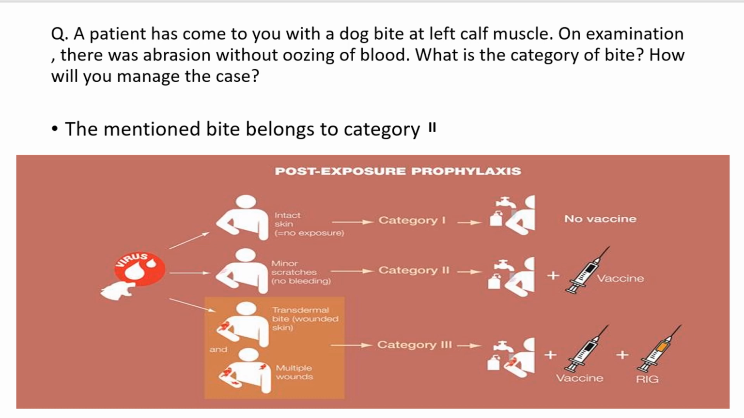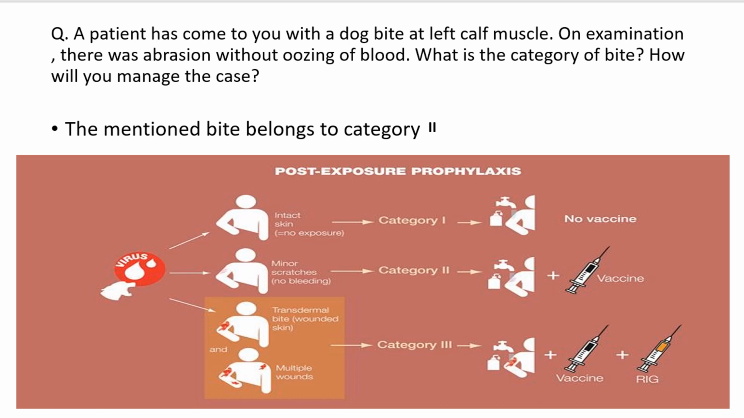See, this particular question is just a tentative picture. You know how the question might look like. It is not necessary that this is the only type, it's just a prototype. In this particular problem card, the mentioned bite belongs to category 2 of bite.